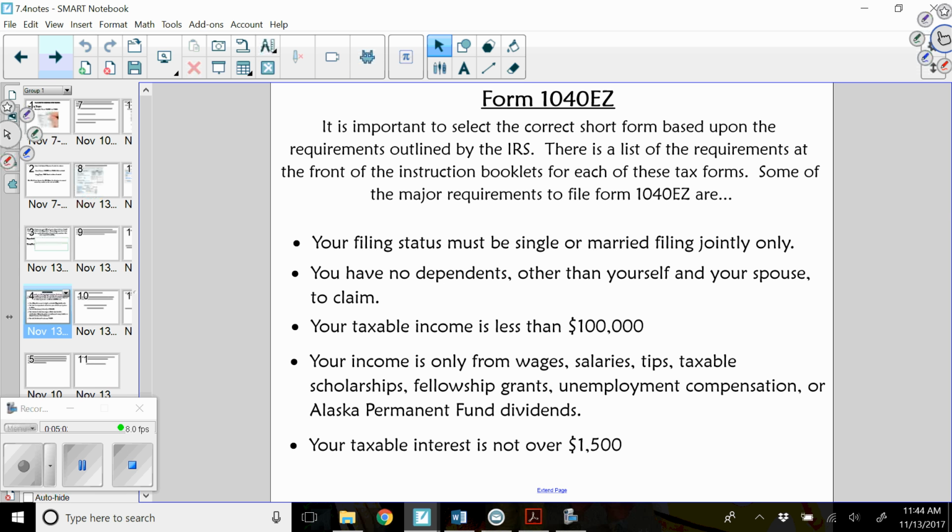Your income is only from wages, salaries, tips, taxable scholarships, fellowship grants, unemployment compensation, or Alaska Permanent Fund dividends. I'm not sure what that is, but that shows up on things.